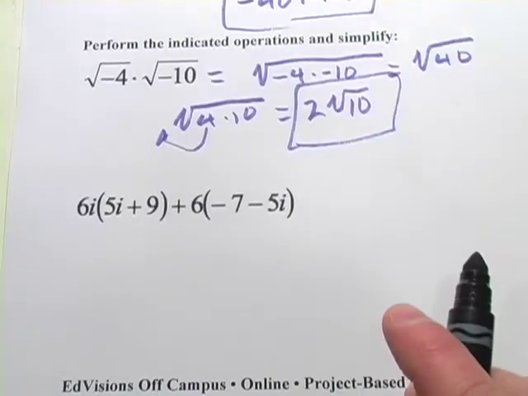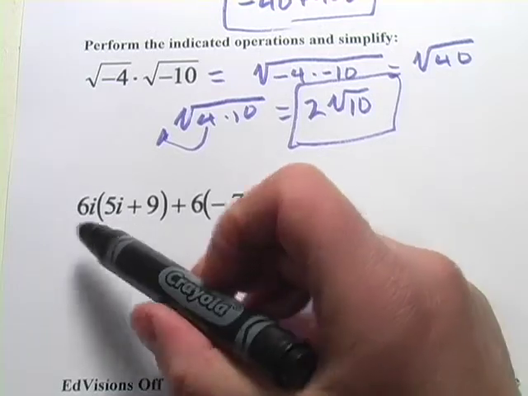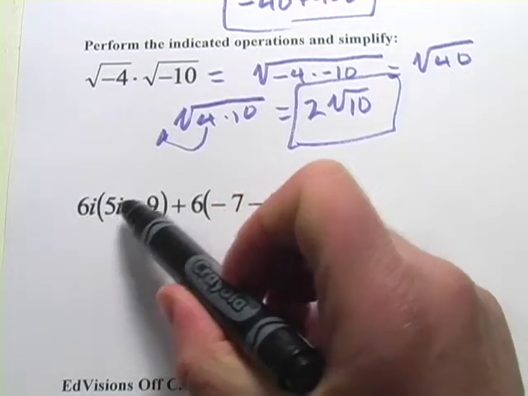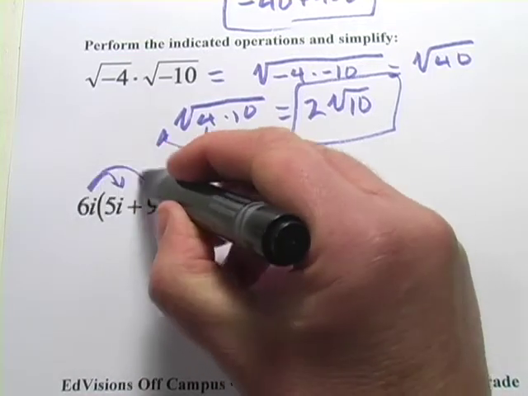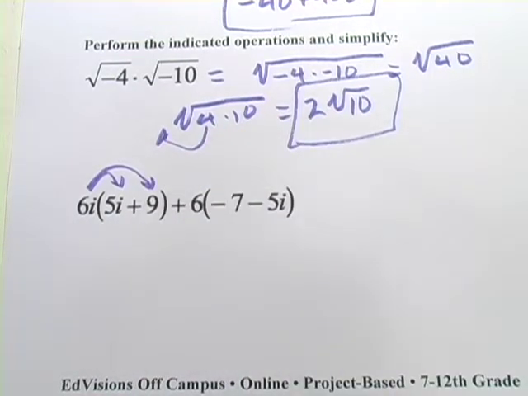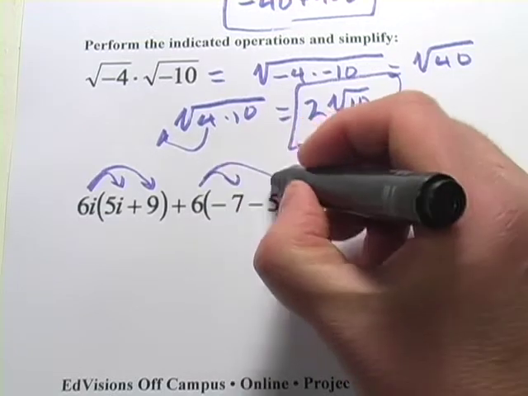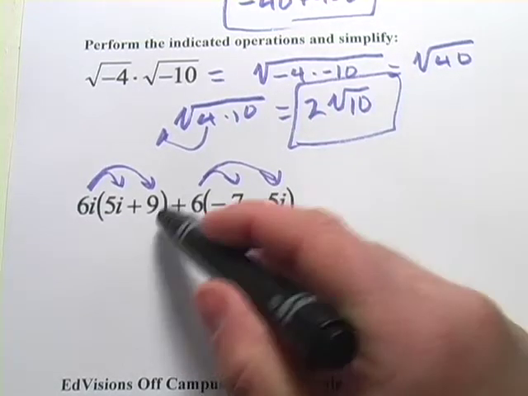All right, one more. This looks a little bit complicated. We've got an addition problem to do, but we've got to do some distribution here first. So we're going to multiply this 6i by both of the pieces inside the parentheses here, and then multiply this 6. And once we've done all that multiplication, we'll be ready to add things up.